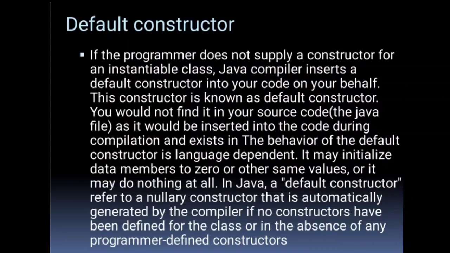If the programmer does not supply a constructor for an instantiable class, the Java compiler inserts a default constructor into your code on your behalf. This constructor is known as a default constructor. You would not find it in your source code, as it would be inserted into the code during compilation and exist in the compiled file. The behavior of the default constructor is language dependent. It may initialize the data members to 0 or other default values, or it may do nothing at all.